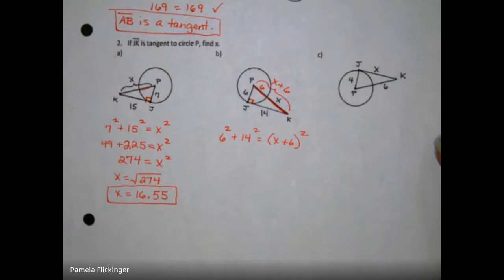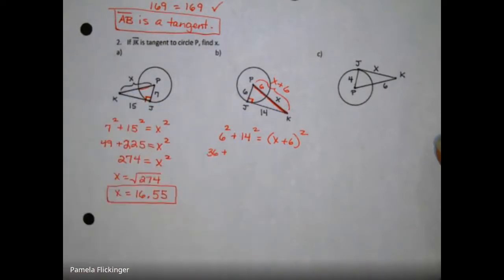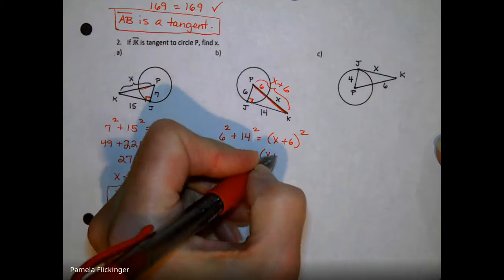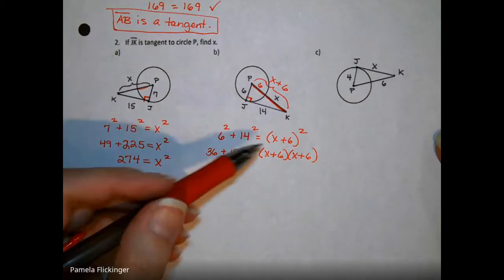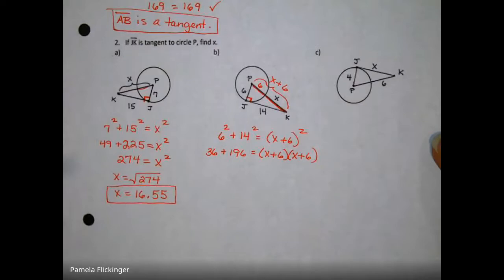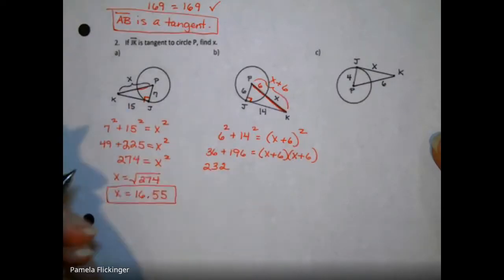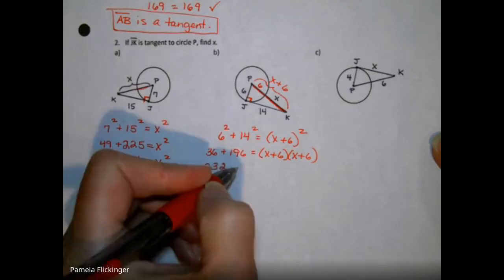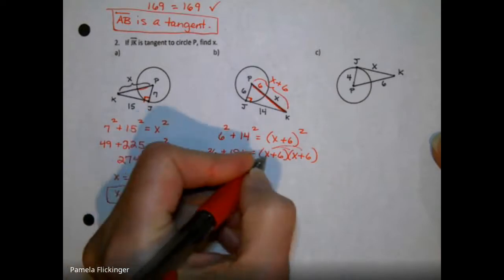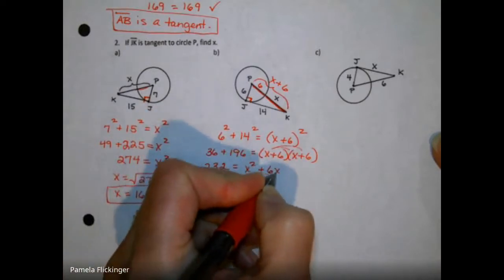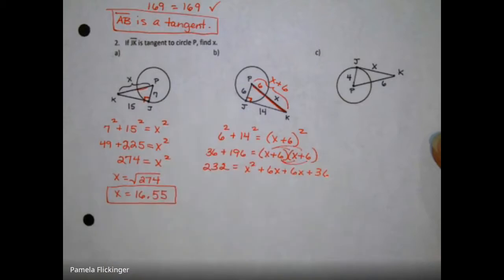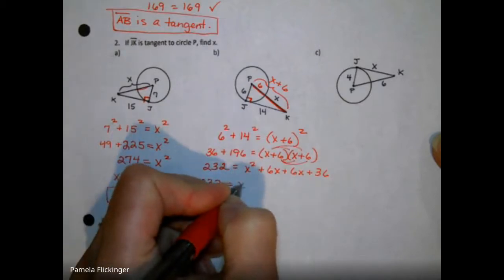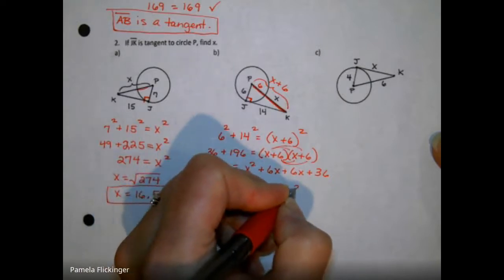Now, we haven't done a lot of problems like this. All right, 6 squared is 36. 14 squared is 196. When you square a quantity, you have to write it twice and then distribute it out. It does not equal x squared plus 36. That will be wrong. You're going to miss the middle term. So we've got 232 equals, when I distribute this out, I'm going to take x times both of those things. So I'm going to have x squared plus 6x, and then I'm going to take 6 times both those terms, so I'll have another 6x plus 36. So we've got 232 equals x squared plus 12x plus 36.